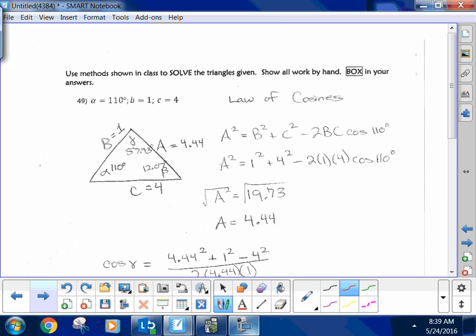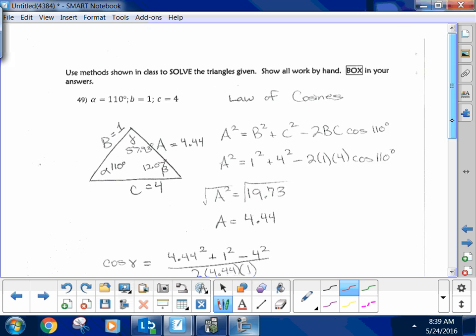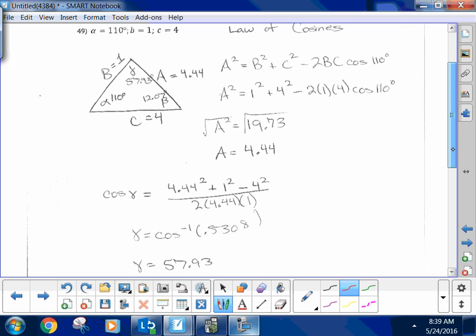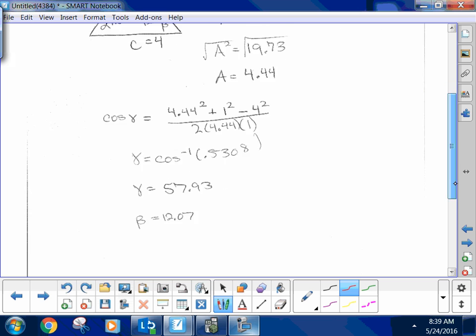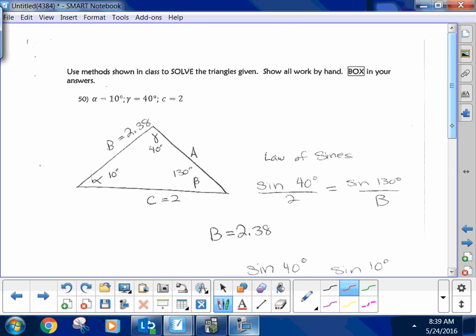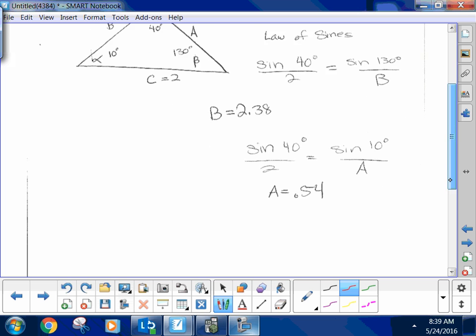Here's the other one right here, number 49. Here's the law of cosines. As you can see, same thing. Here's the solutions. You go ahead and write them down. Pause the video, write them down. Here's the next one. Same thing. Pause the video and you can write them down.